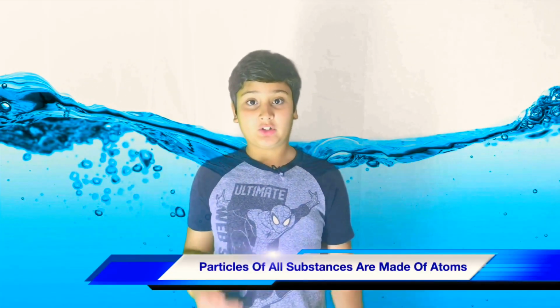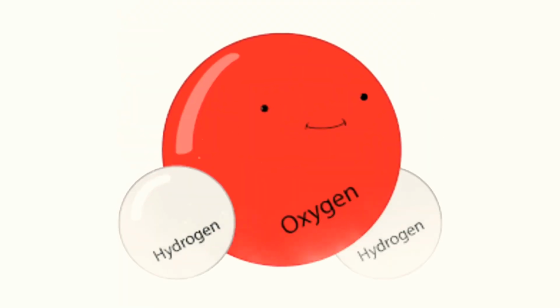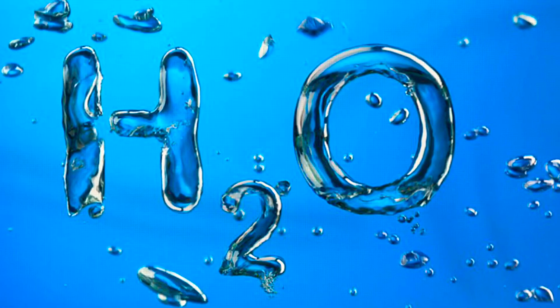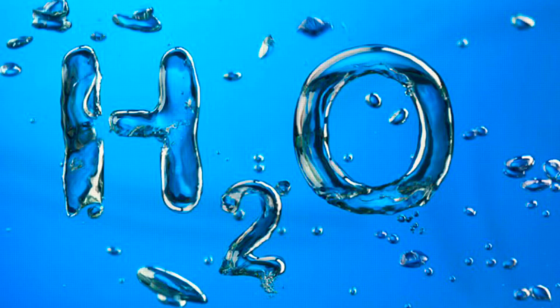A water molecule is made up of 3 particles. These particles are called atoms, and there are 2 hydrogen atoms and 1 oxygen atom. This is the reason why the formula for water is called H2O, because of 2 hydrogen atoms and 1 oxygen atom. So what is wetness? And is water really wet?